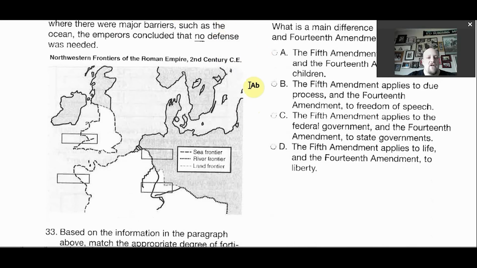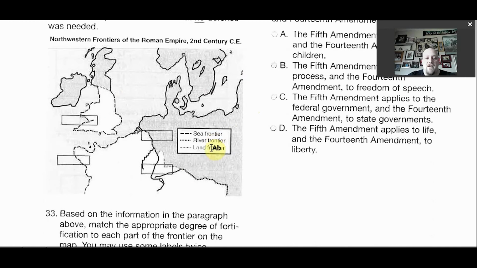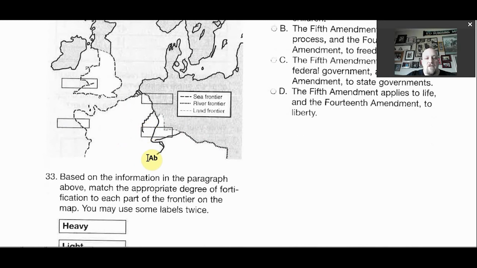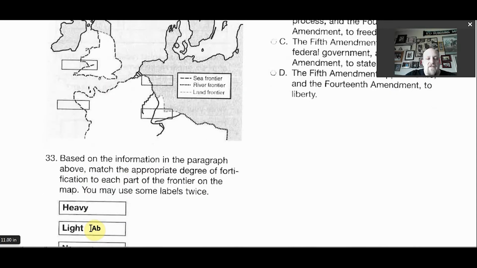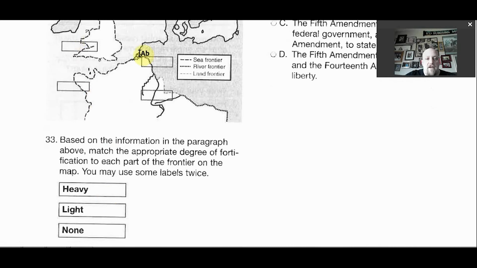So, looking at the map, it's northwestern frontiers of the Roman Empire. You have sea frontier, are the dotted lines here. And then river frontier is this little dotted line right here. And then land is this right here. And then all of this is ocean, water. So you're going to look at this and it's water, water, water. Based on the information above, you have to put these in which order they go in on here.